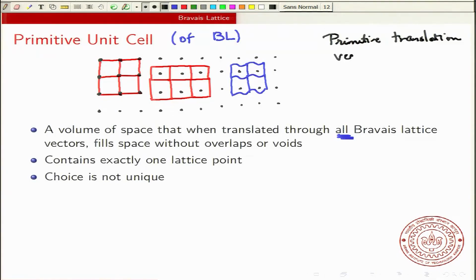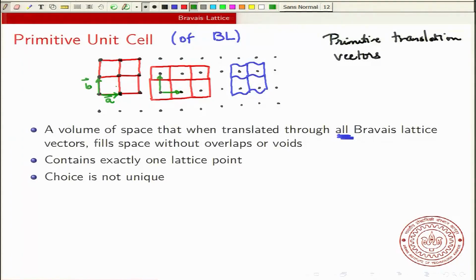So these are special primitive translation vectors, and I will just illustrate these here. Let us say this is an example. You can use the same one for this also. And the idea is that if you have these primitive translation vectors, then you can get the size of the primitive cell by looking at the space enclosed by these.